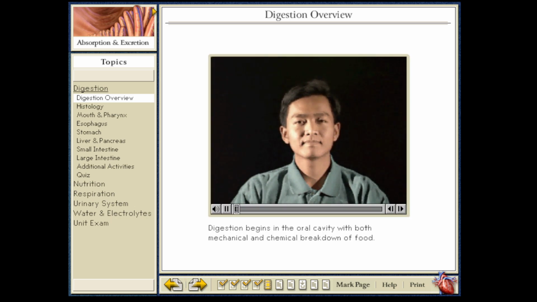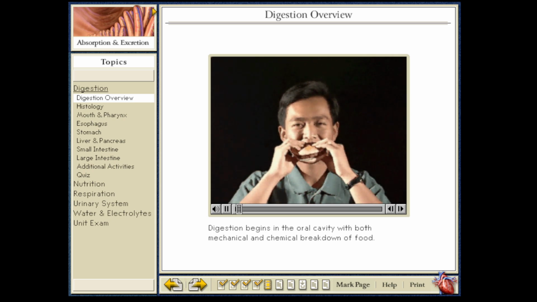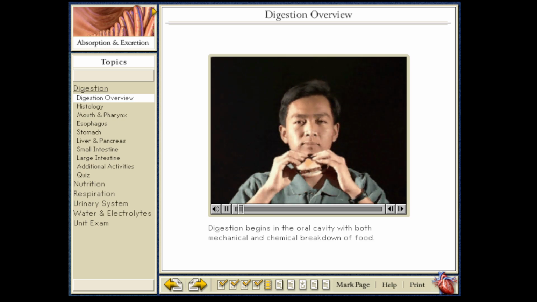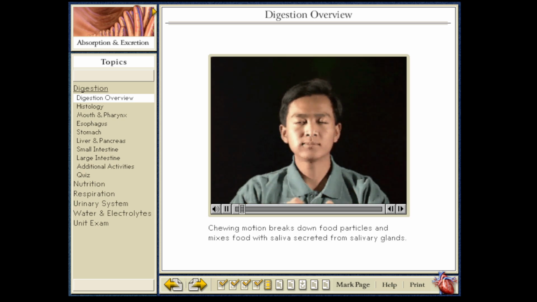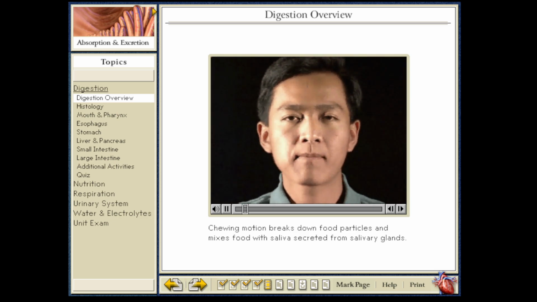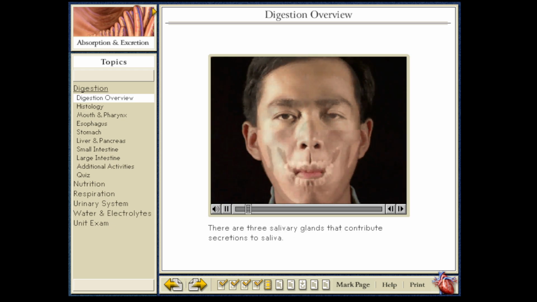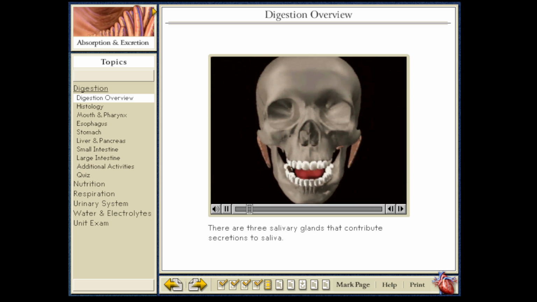Digestion begins in the oral cavity with both mechanical and chemical breakdown of food. Chewing motion breaks down food particles and mixes food with saliva secreted from salivary glands. There are three salivary glands that contribute secretions to saliva.